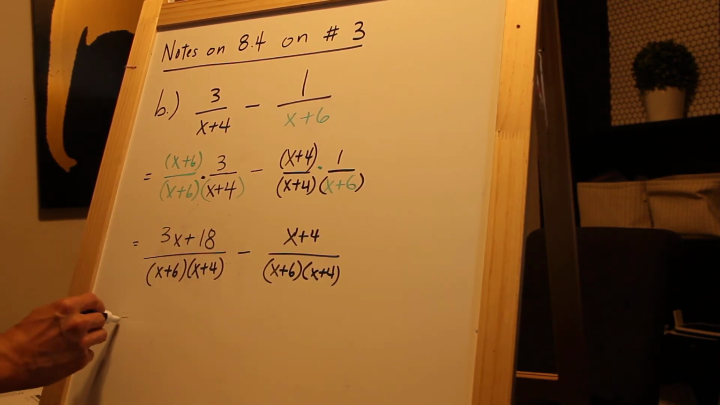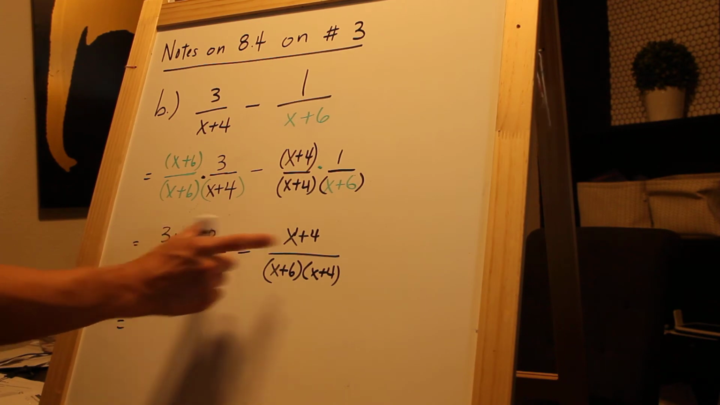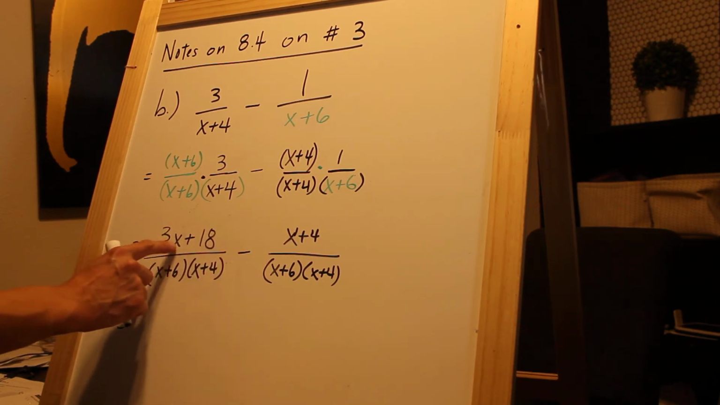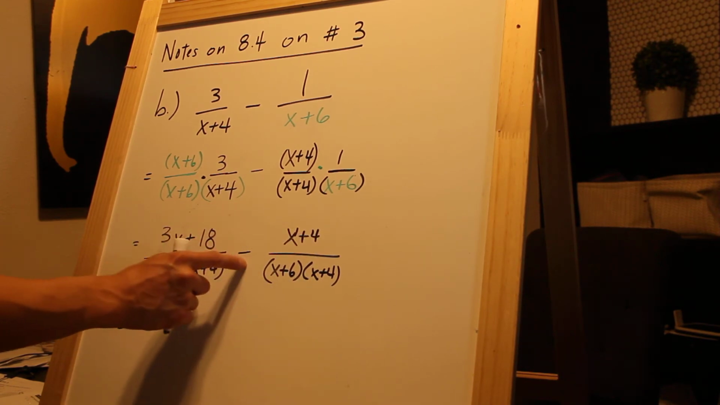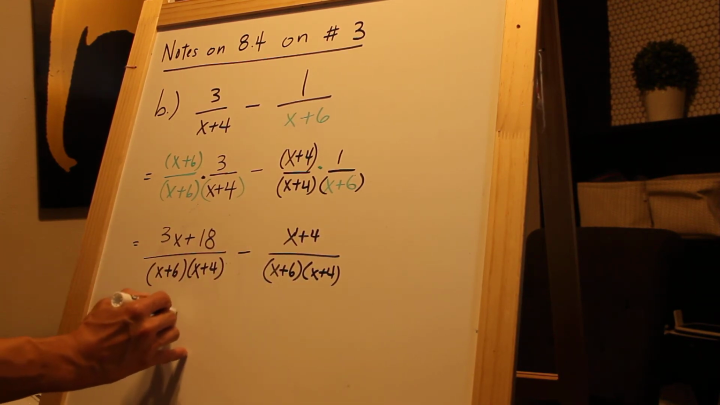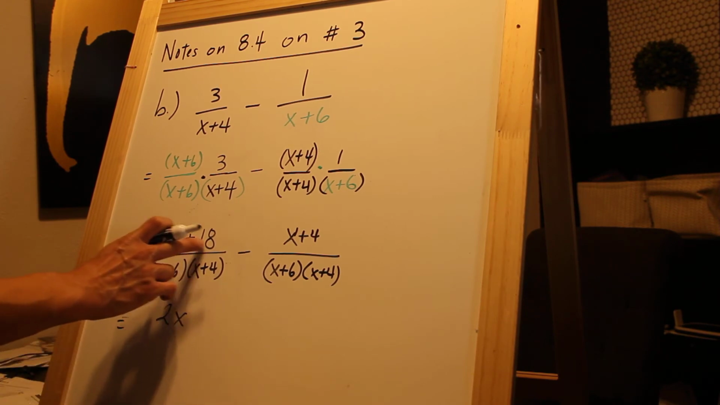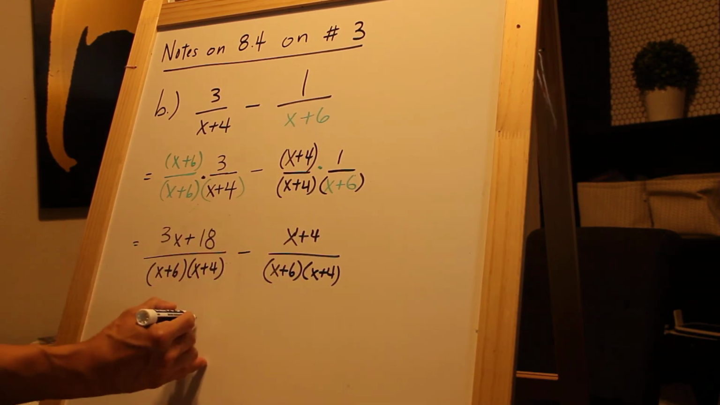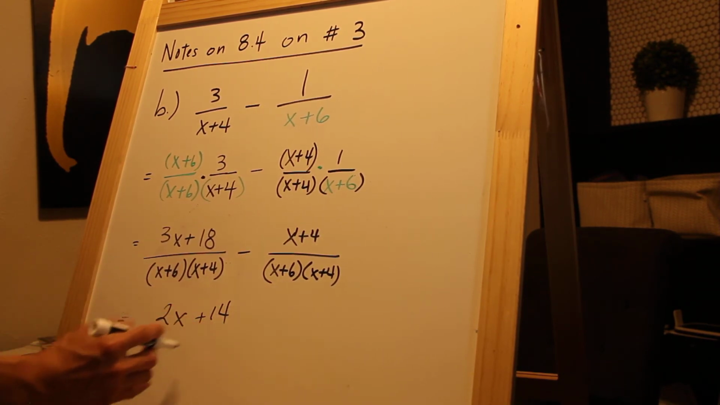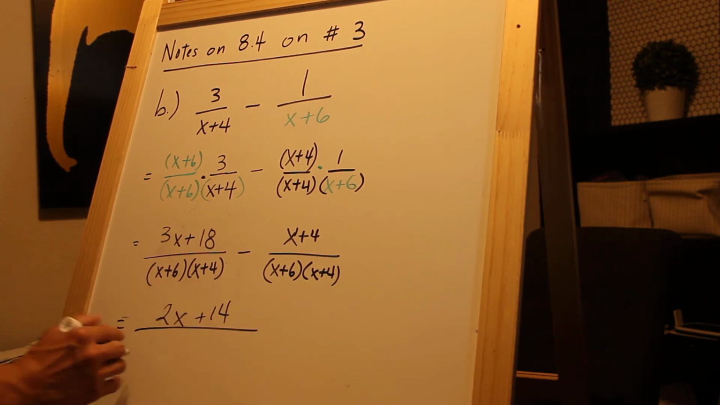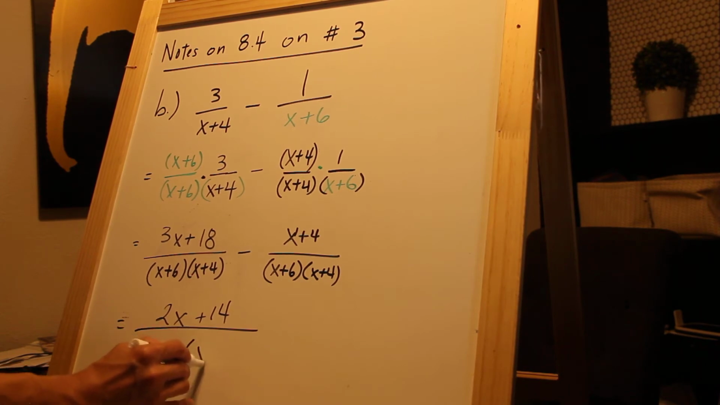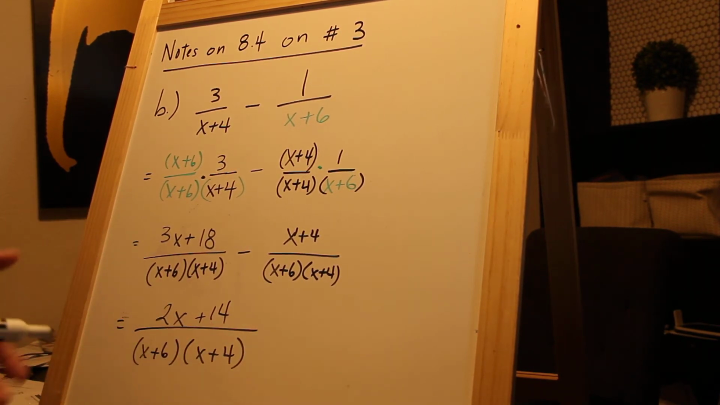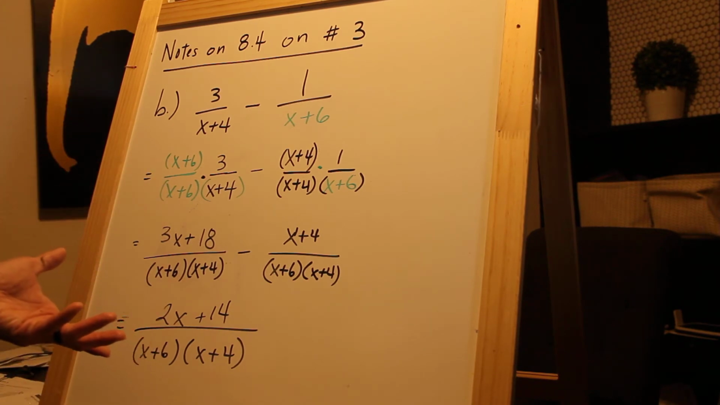Okay. So here, now I can go ahead and combine like terms. So this is 3x plus 18 minus x plus 4. So 3x minus x is 2x. 18 minus 4 is 14. All that divided by x plus 6 times x plus 4. Now in most situations you can simplify further.